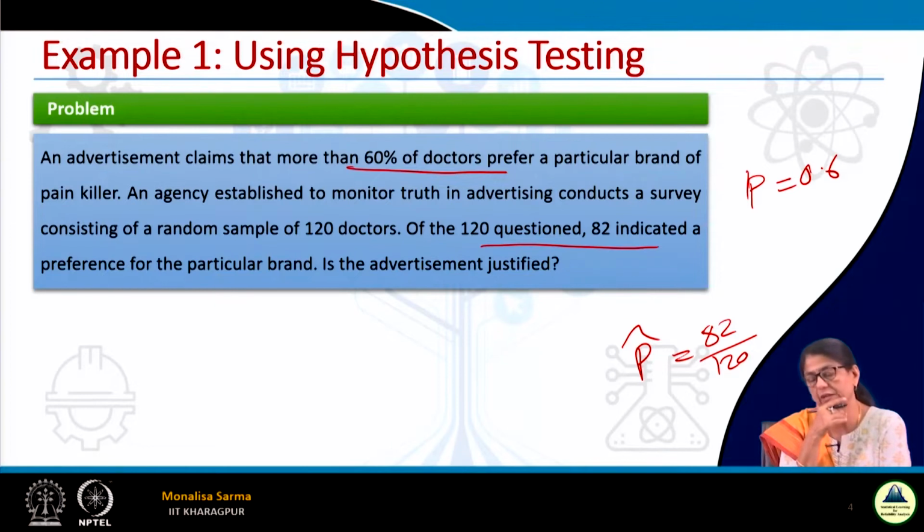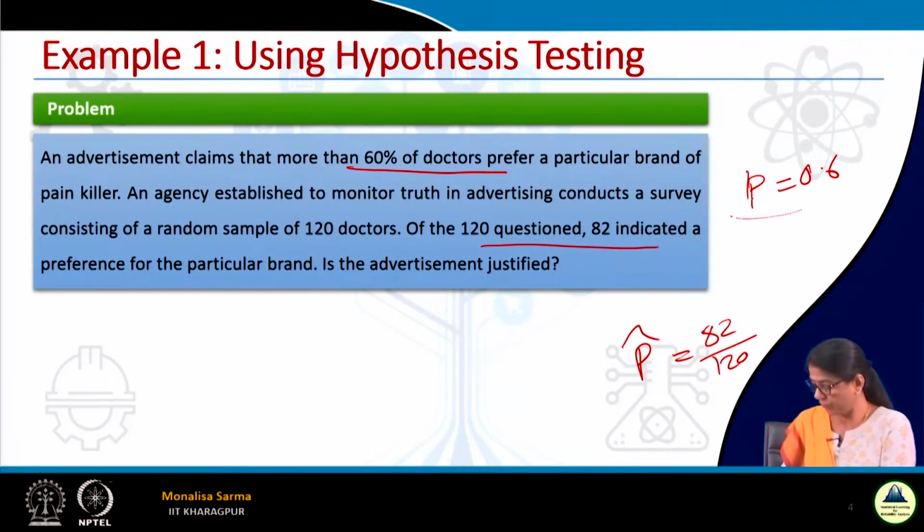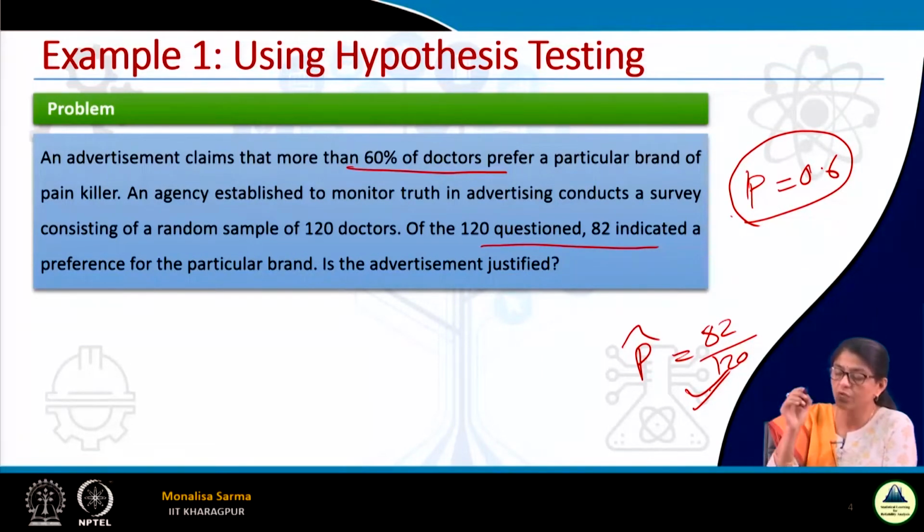So, is the advertisement justified? The advertisement is claiming that p is equal to 0.6, and from the sample, the proportion which actually prefers this brand is 82 by 120. This sample result we have actually observed. So assuming the claim is correct, is this result possible? That's what we will check. If we get a quite acceptable probability for this, then we can say yes, the advertisement is justified.